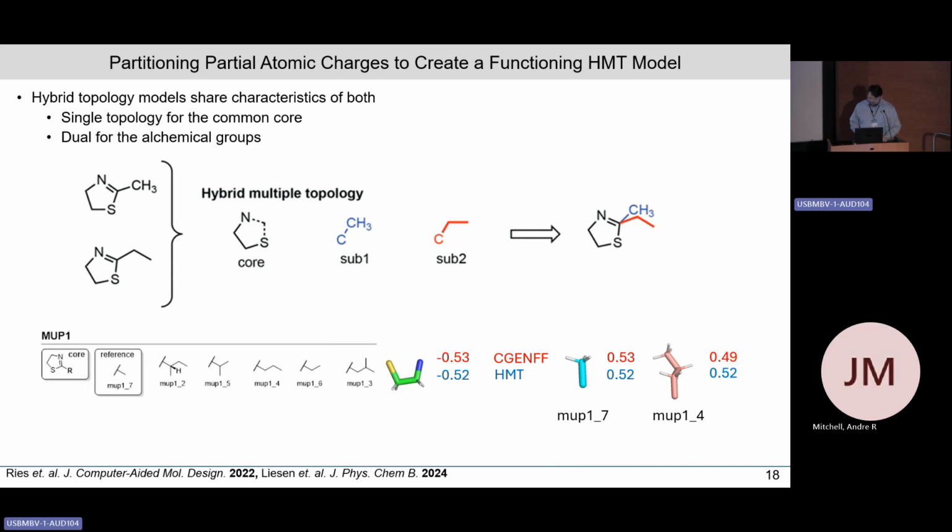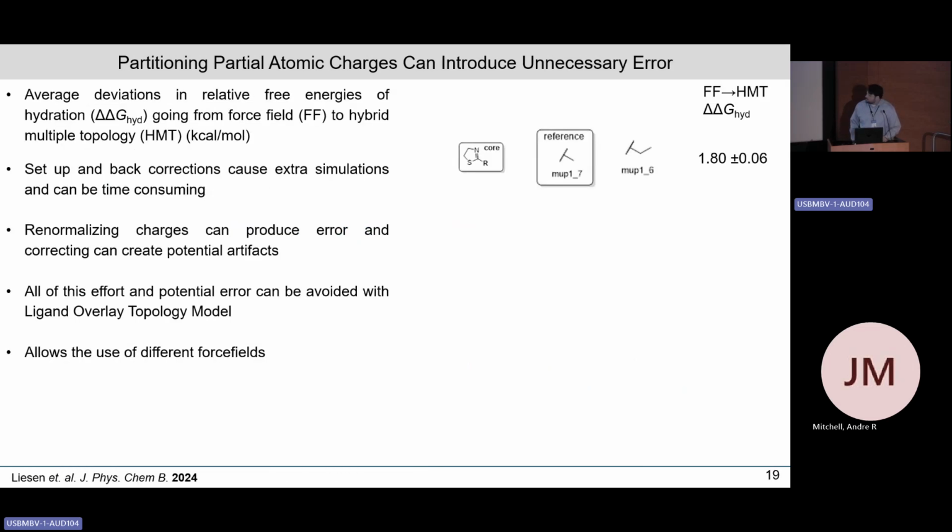And this is a bit of a long process. Sometimes it takes more simulations just to correct this charge. And it can also create error when you're partitioning those atomic charges. And just to illustrate that, I'm showing some average deviations in the relative free energy of hydration going from our force field, our CGenFF charges, to the hybrid multiple topology. And you can see, in some of these ligands, even though there's just a single change, it's changing the free energy of hydration by almost 2 kcal per mole.